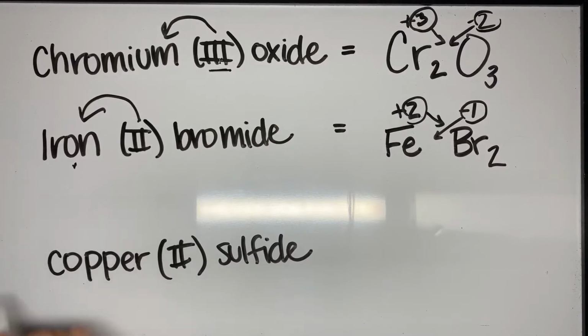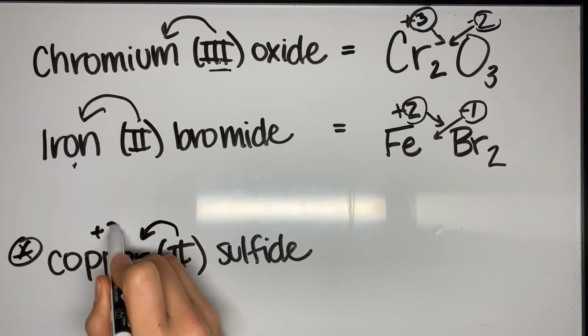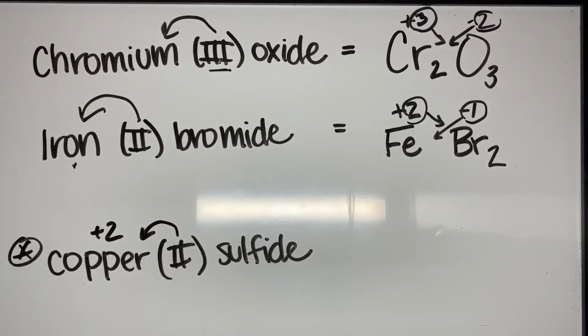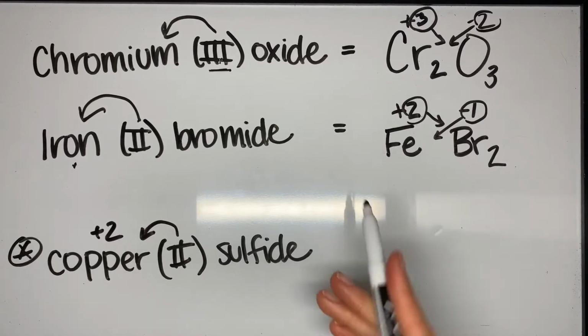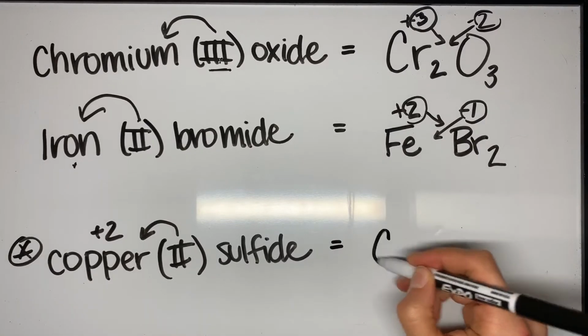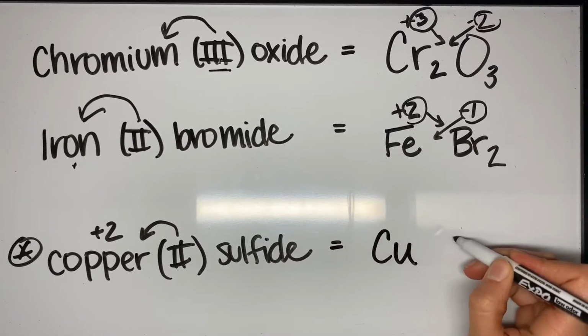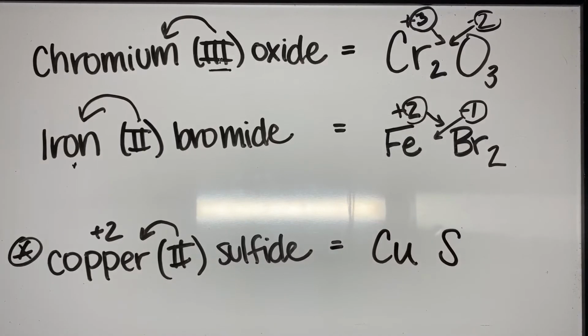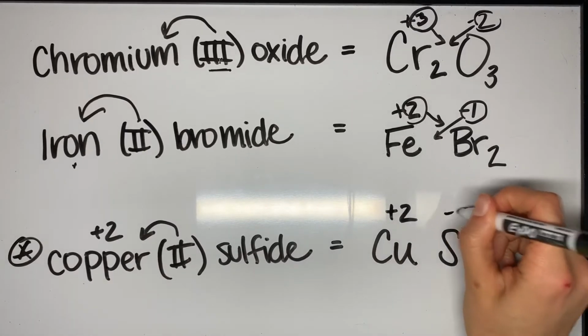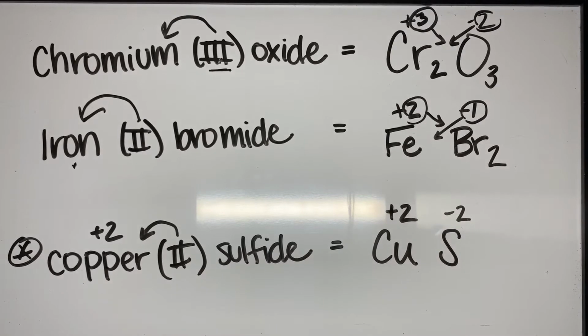This last one is a little tricky, okay? Copper can be a +1 or a +2. You've been told that it's a +2. So we're going to start by writing out the symbols. Copper is Cu, sulfide is S. Now let's write the charges above them. We were told copper is a +2. Sulfur is in group 16, which you know all of those elements are going to form a -2 charge.